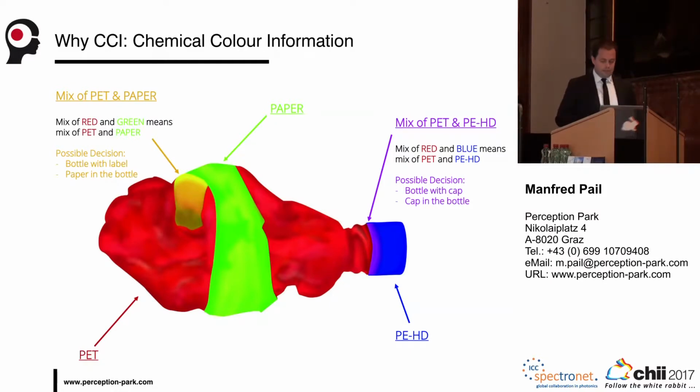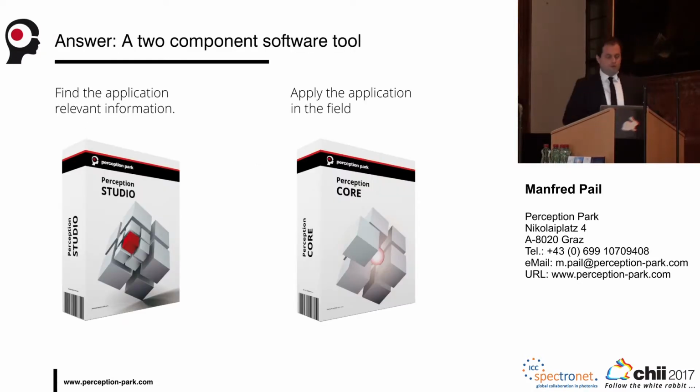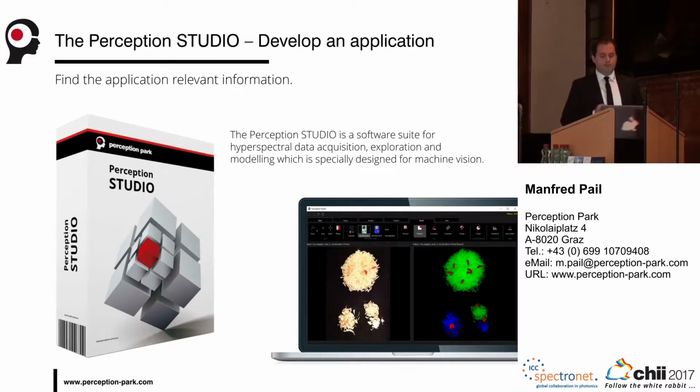Bringing this to industry, we have two major challenges. The first challenge is to find the application relevant information. And the second one, once we have found that information, how can we make an industrial application for it, for example, for sorting? Therefore, Perception Park provides a two-component software tool. We provide our Perception Studio to find the application relevant information, and once found, we can easily apply it for industrial processes. The Perception Studio is a software suite for hyperspectral data acquisition, exploration, and modeling.